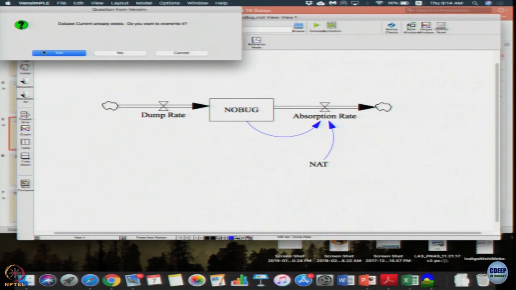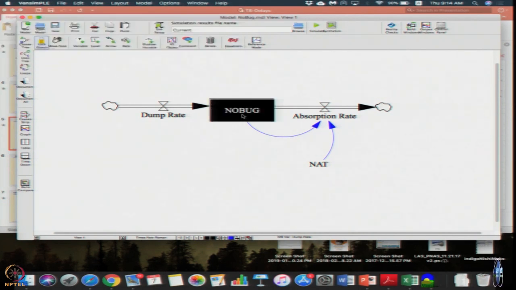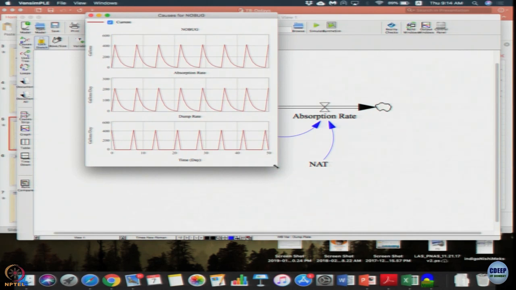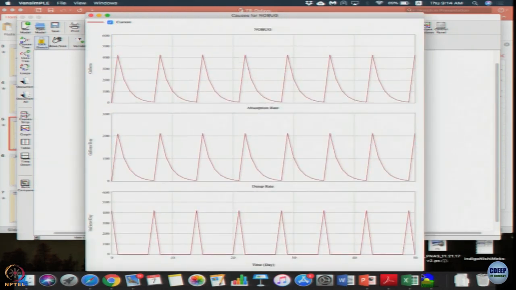So, let us observe what happens. I am going to run the model. So, we go to no bug. Let me do a causes strip. It nicely occurs. As we see here, the top graph is the stock. The stock increases up to 420 on the day of dumping, and then gradually comes down. Absorption rate also happens, and so it nicely fits our model. And dumping happens only once a week, which is verified by the bottom graph, which shows there is a dumping happening every week.